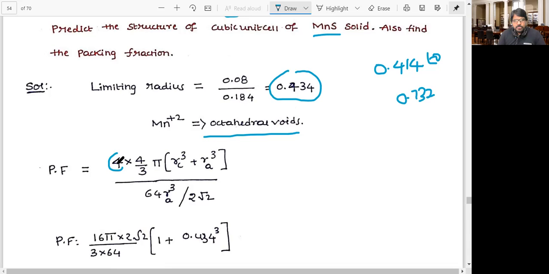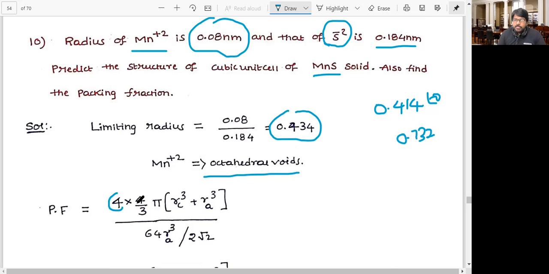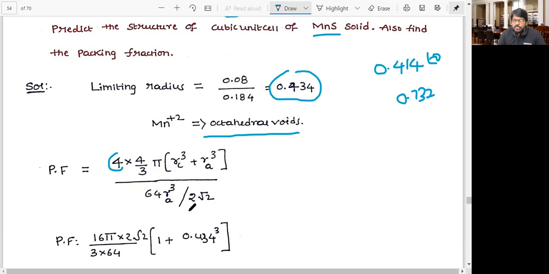And of course, how many cations? 4 cations and 4 anions. So here, 4 into 4 by 3 pi r_c cube for cations, and anions 4 into 4 by 3 pi r_a cube. And the anion is forming the unit cell. Which unit cell? FCC unit cell. Root 2 a is equal to 4 times the radius of the anion.